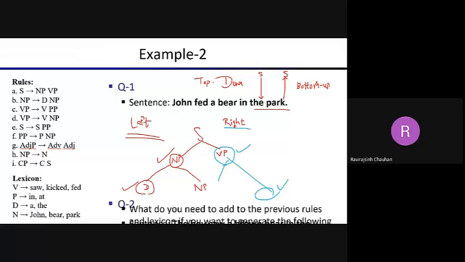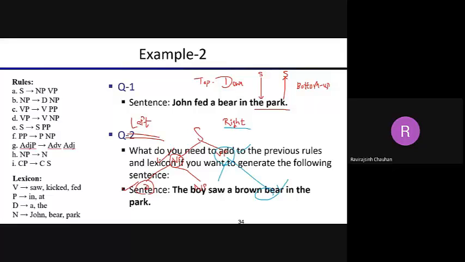Apart from that, I told you to solve an example: what are the things that we need to add? The things that we need to add in the lexicons are boy and brown. Boy is a noun, so we will add boy under noun. Brown is not a verb, it's an adjective, so we add one more category of lexicons, adjective, with brown.